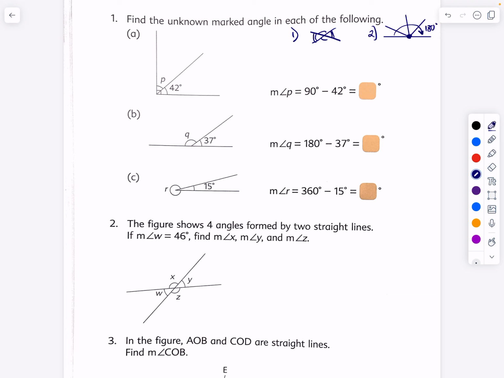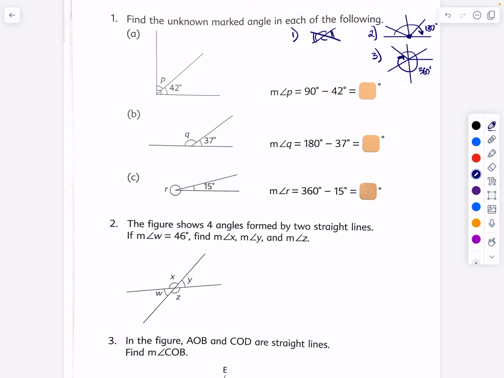We call them supplementary. And the third theorem we learned in the previous lesson is that angles at a point, no matter how many, maybe this many, maybe this many, all of these angles add up to 360 degrees. I'm going to put 360. That's an important little memo. So find the unknown marked angle in each of the following.